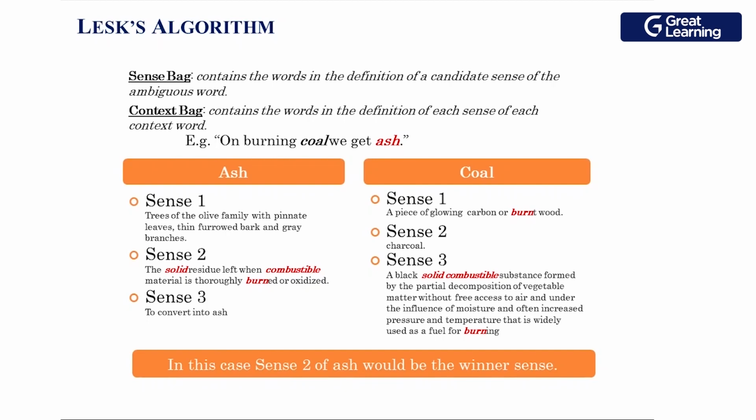So, you go back to the dictionary and you figure out there are three senses in which the word ash could be used. Okay? In fact, ash is also the name of a tree. The particular type of tree, trees of the olive family with pinnate leaves, thin furrowed bark and grey branches are also called ash trees. Okay? So ash is also the solid residue which is left when you burn stuff. And then the third sense is the verb sense. So to convert something into ash is also called ash. Right? I mean, he ashed the tray or whatever, he ashed the papers. Basically converting something to ash is also called ash.